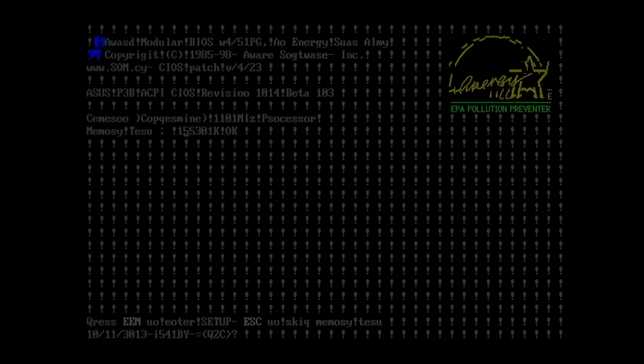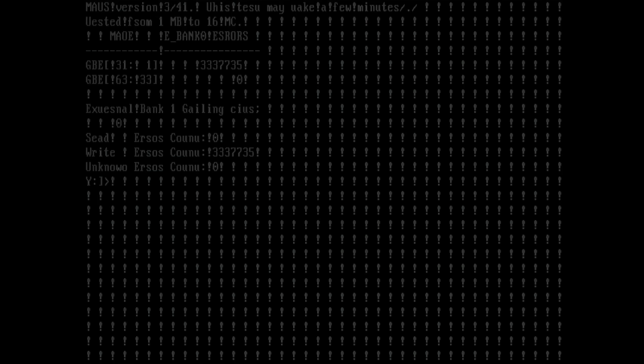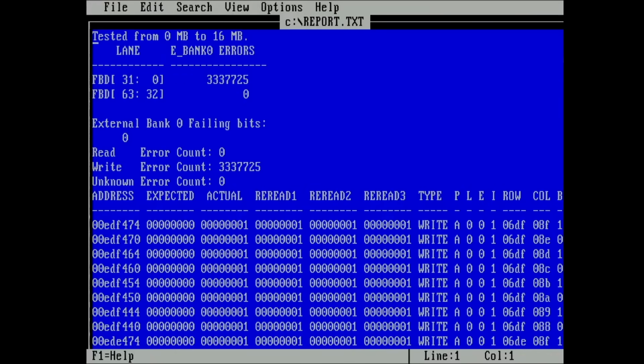And we do get a picture. Oh, and it looks different. But let's see what MATS has to say. Oh, now we have a different problem. Now the card is running at 16 megabytes instead of 32. I'm discovering so many things that I didn't plan on doing today. And yeah, tested from 0 megabytes to 16 megabytes. So that is a bit unfortunate because, well, we lost half the memory chips.